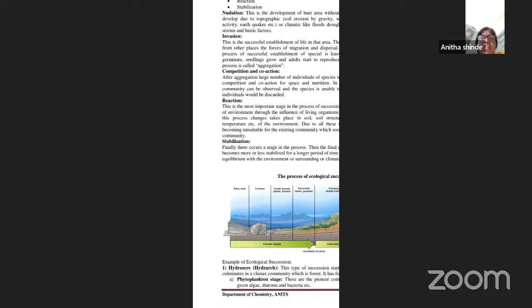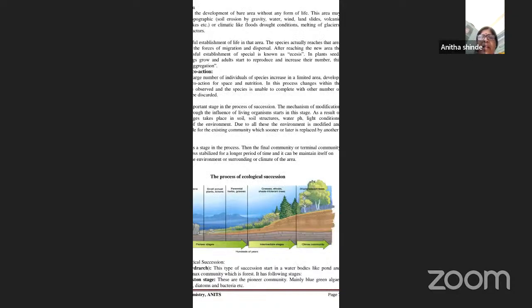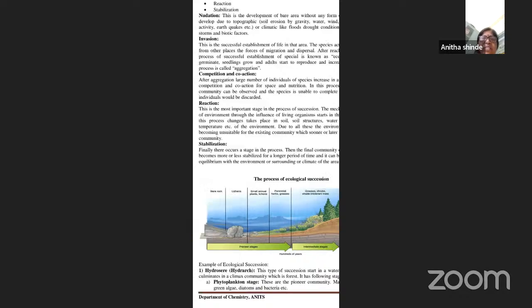Now this type of succession actually starts in water. I have given you examples of the aquatic habitat as well as the terrestrial habitat. If you take a hydrosere, this succession starts in water first, in a water body, an aquatic habitat in the form of a pond or lake. The initial community will end up as a forest. It has the following stages.